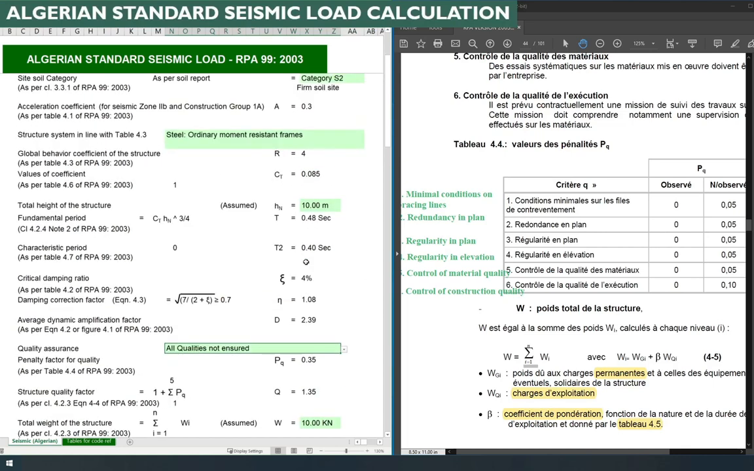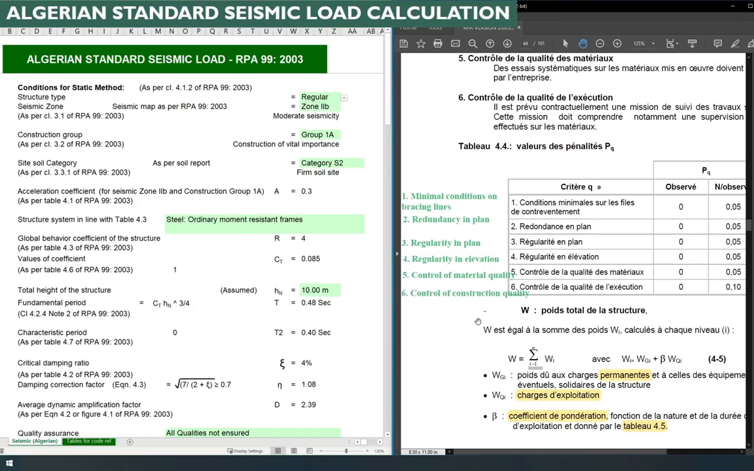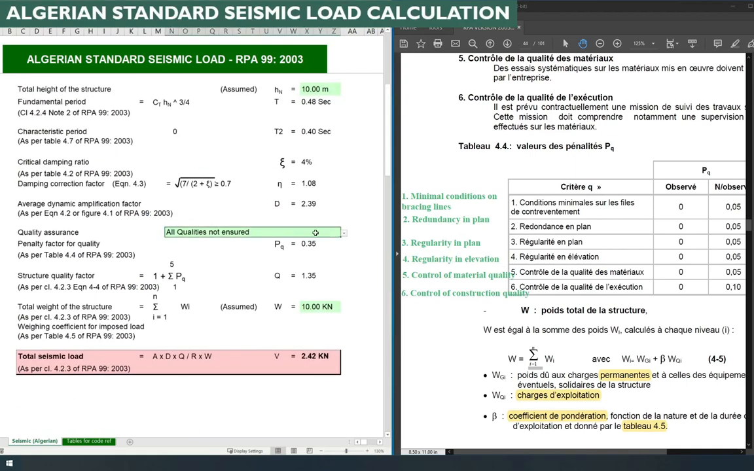In our case, we have already declared the structure type as regular. On the right hand side, you can see that items 3 and 4 we are ensuring here. So our category is that quality assurance has 4 qualities not ensured. For our safety purpose, we can consider this. So I am getting the penalty factor for quality as 0.25 as per table 4.4.